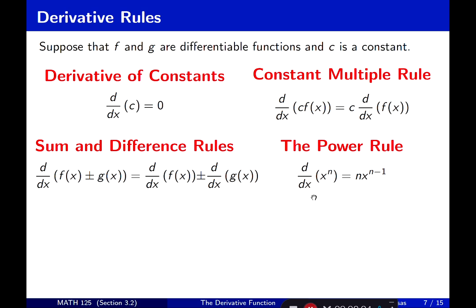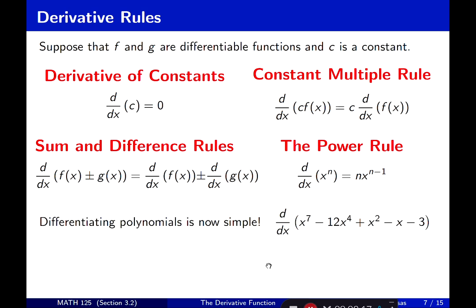The power rule: the derivative with respect to x of x to the power n is the exponent, which is n, times x to the power one less, n minus 1. And then differentiating a polynomial is now very simple. Why is that? Because first I can use the sum and difference rule, and after I break each term down, then I can use the constant multiple rule, then I can use the power rule and differentiate.